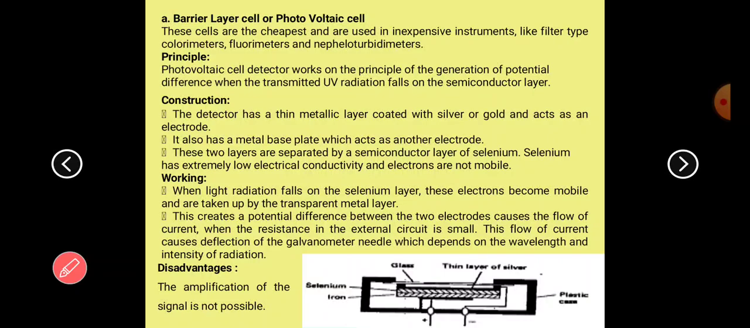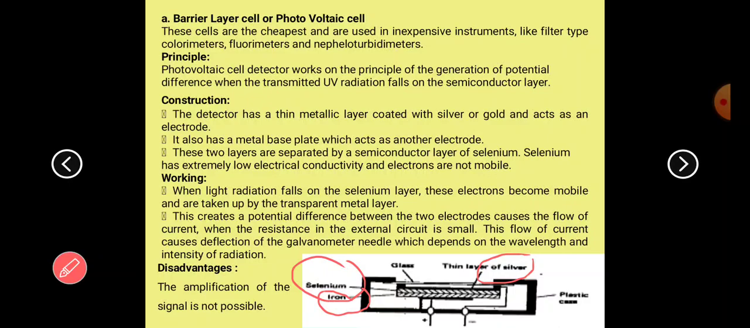Let us see the construction of this detector. The detector has a thin metallic layer coated with gold or silver. You can see this is the thin metallic layer coated with gold or silver, and it acts as an electrode. Also it has a metal base plate which acts as another electrode. These two layers are separated by a semiconducting material, that is selenium. Selenium has extremely low conductivity and electrons are immobile. That means there is no movement of the electrons.